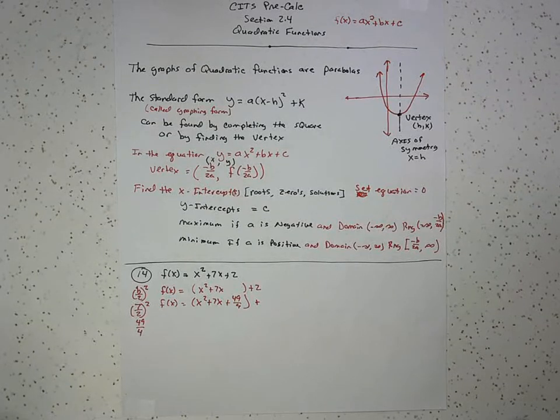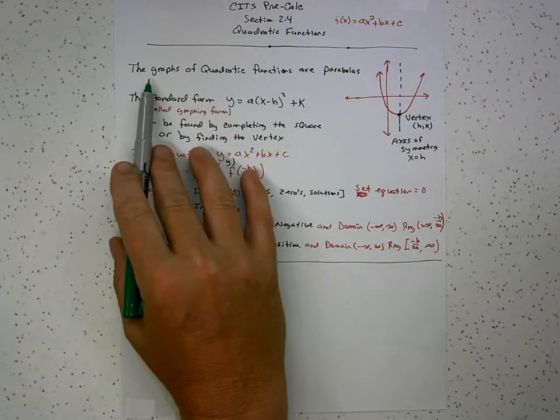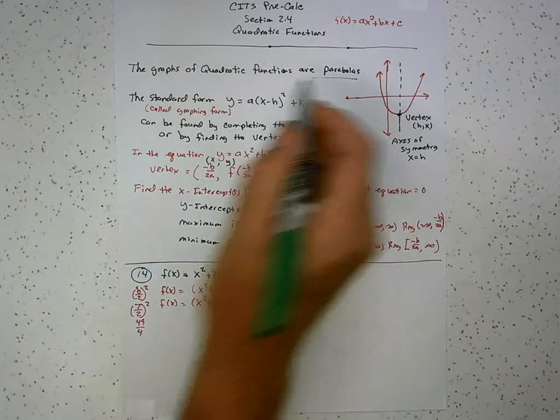So quite a bit of review. Hopefully you remember a good portion of it. And by doing some of the work, hopefully it'll bring the rest of it back. So we start out with quadratic functions. Now we know by now the graphs of quadratic functions are called parabolas.